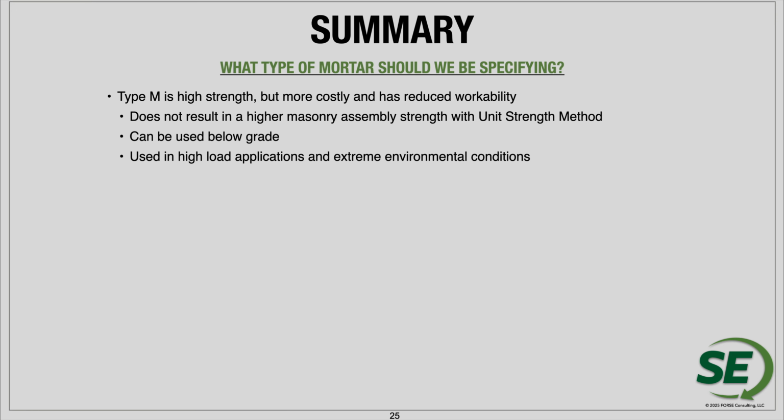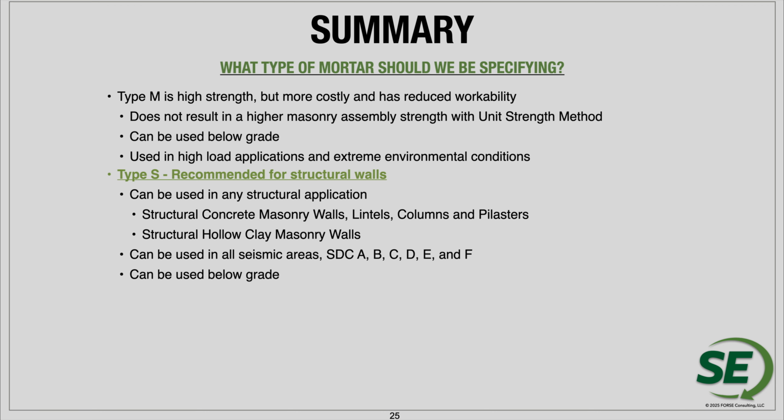Type M can be used below grade, and it can be used in high load applications or extreme environmental conditions. But the fact of the matter is type S can also be used below grade. Type S can also be used in all seismic design categories A, B, C, D, E, and F. And really, type S can be used in any structural application. So type S is what contractors would strongly prefer to use. I've actually had masons tell me that they refuse to use type M.